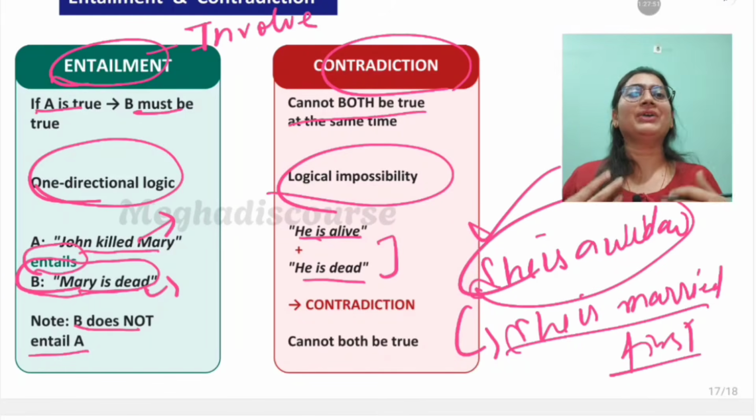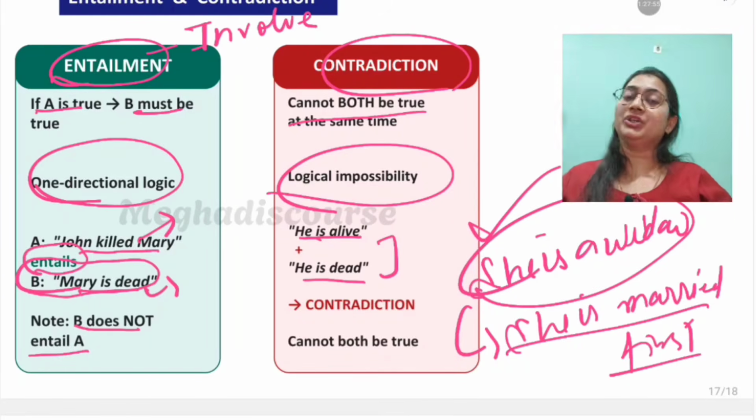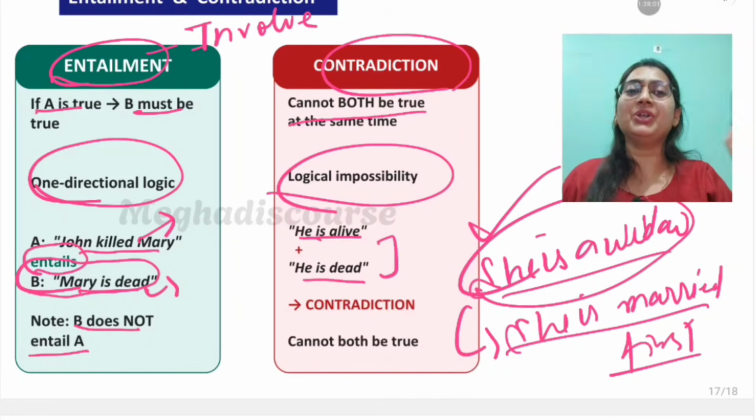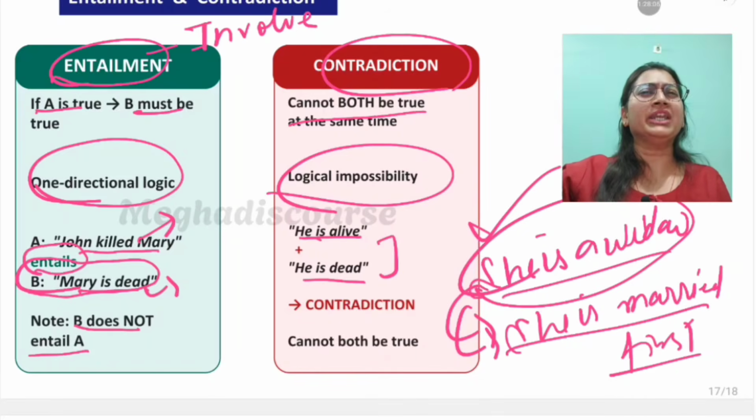Like if I'm saying the glass is full, so the glass cannot be empty. It may be full or it may be empty. But here, if I'm saying she is a widow, then she was married first. So this is entailment. You can involve a true statement in the entailment process.